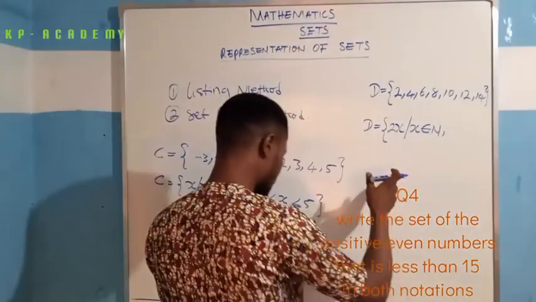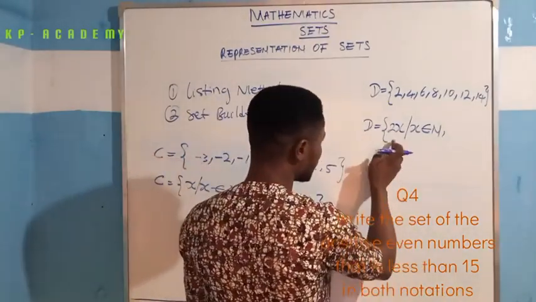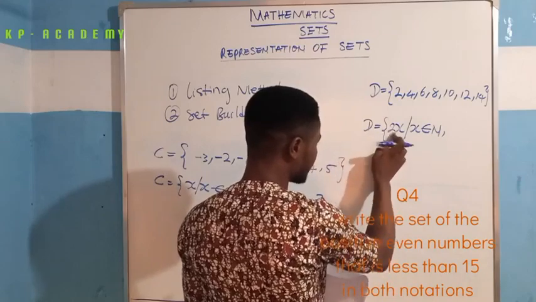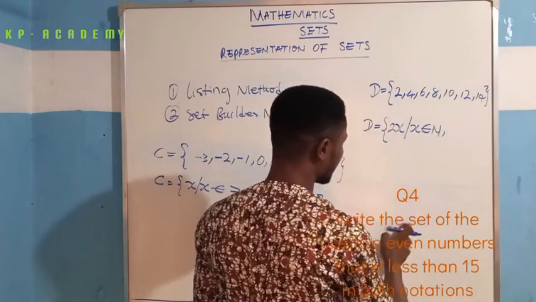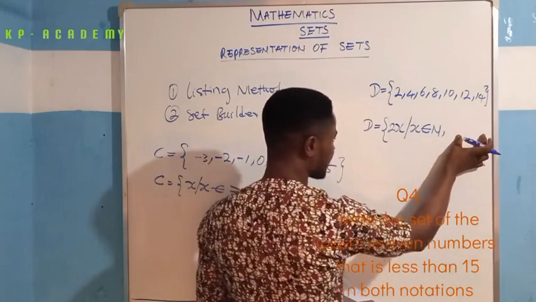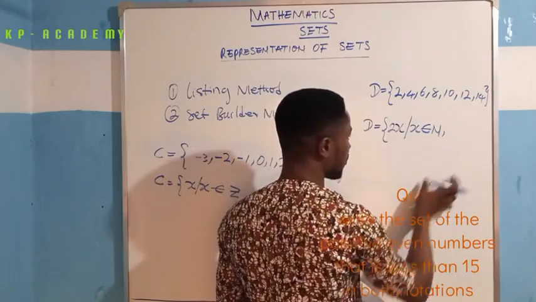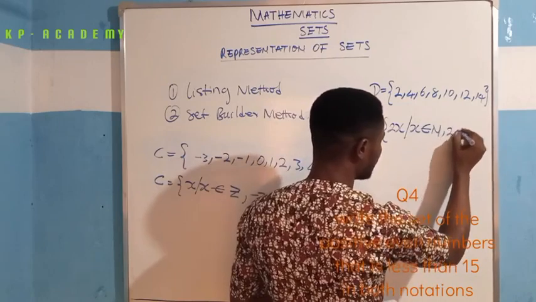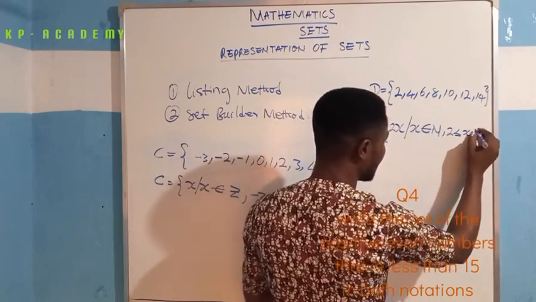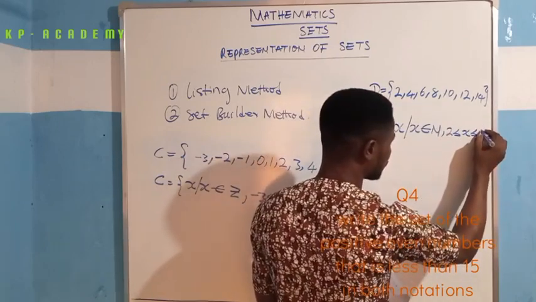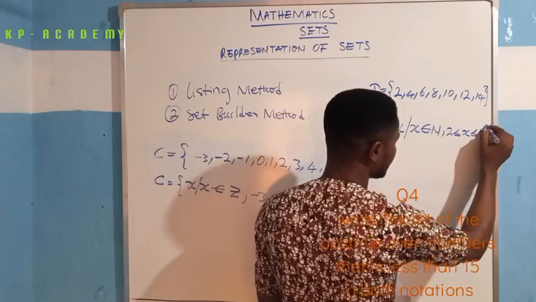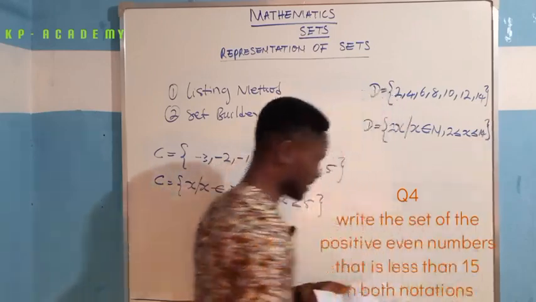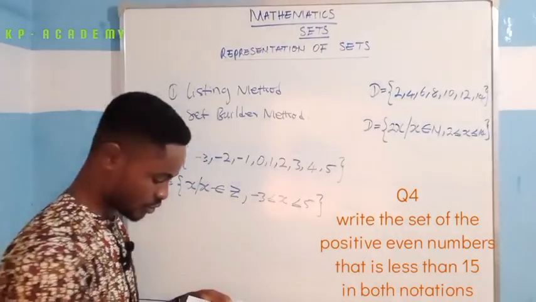Okay, so to put this in perspective, we're going to say that D is the set of 2x such that x is an element of natural numbers. For the next part, we're going to put the condition. The condition on this part means the range. So we're going to say that 2 is less than or equal to x, and x is less than or equal to 14. So this is it in the set builder notation.